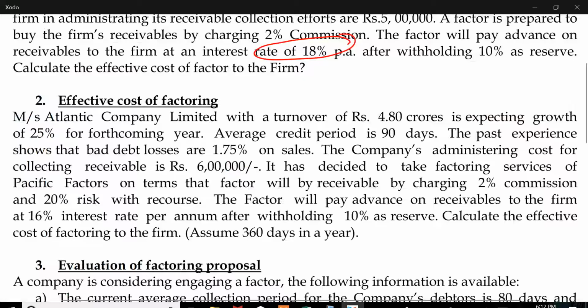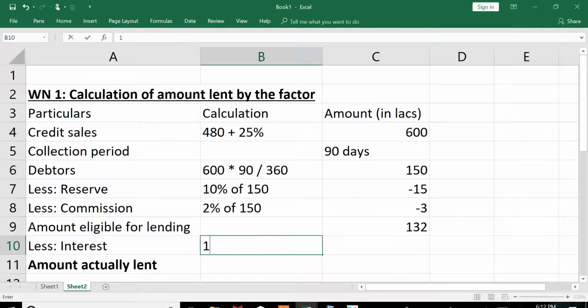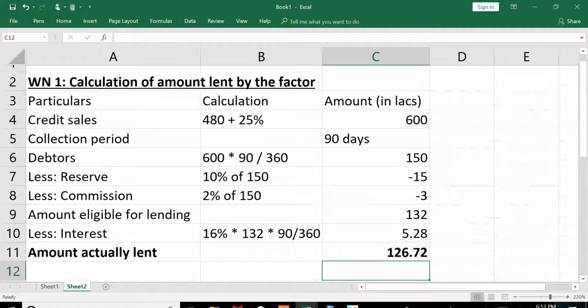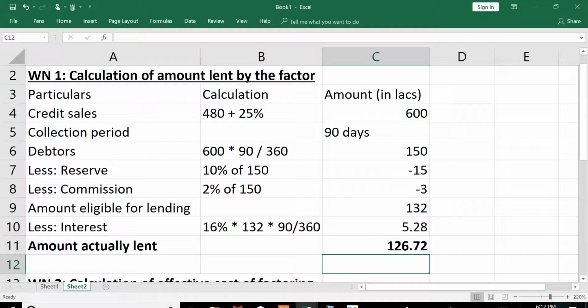Interest is what rate they mentioned? 16% into 132 into 90 by 360. So, I will get this amount from the factor, 126.72. This is the money the factor will give me.